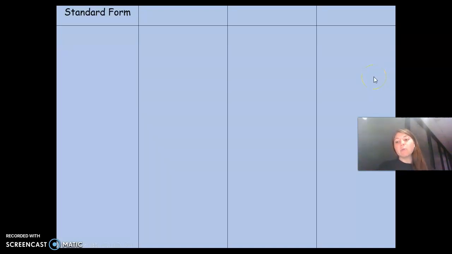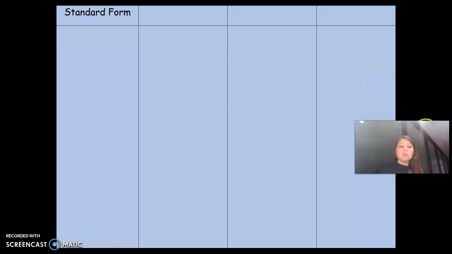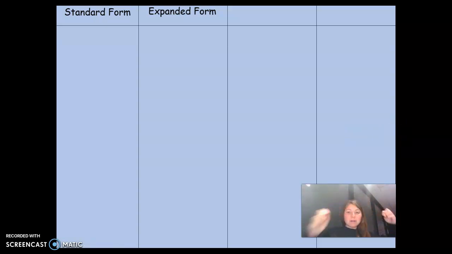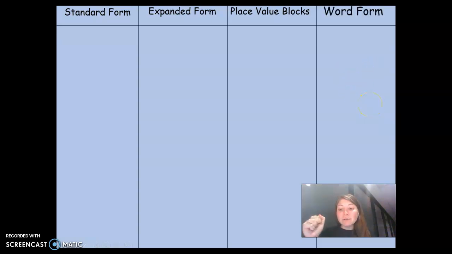Now we're going to talk about the different ways to write numbers. We have standard form, our numbers together. We have expanded form, right? We take standard form and we stretch it out. We expand the number. We have place value blocks, our picture form. We're using our 10s and our 1s. We have word form. We want to take out our handy dandy word form chart to help us spell the words of those numbers.